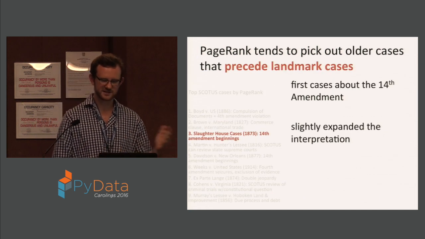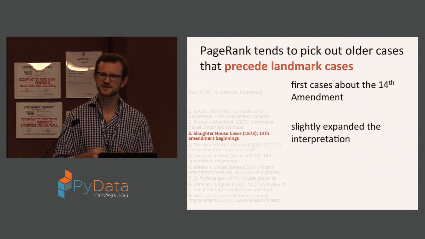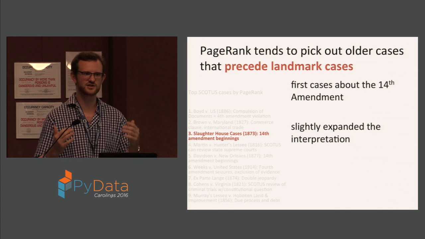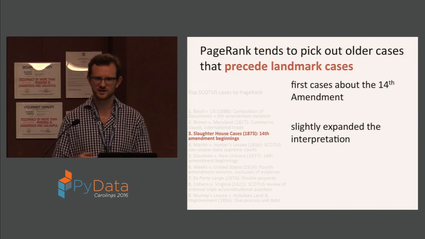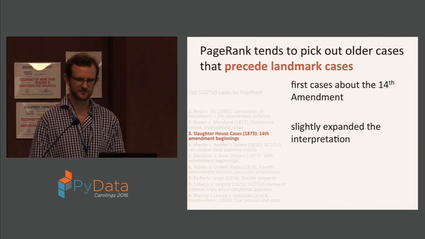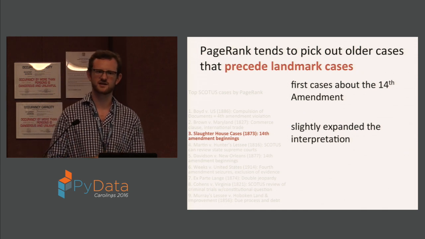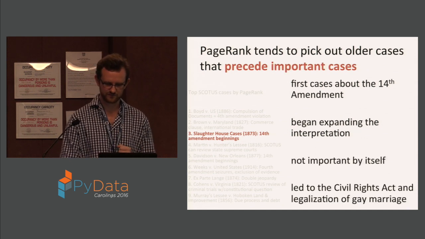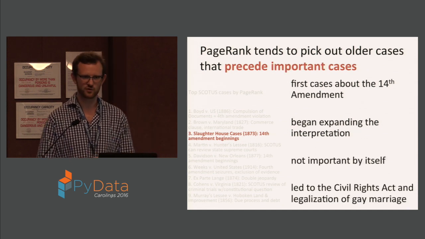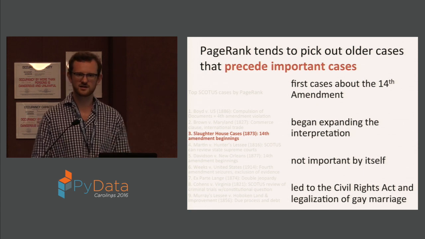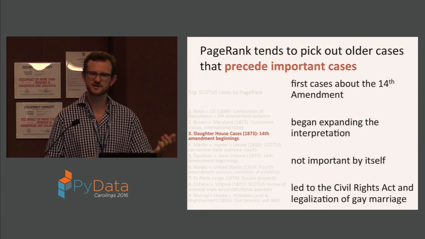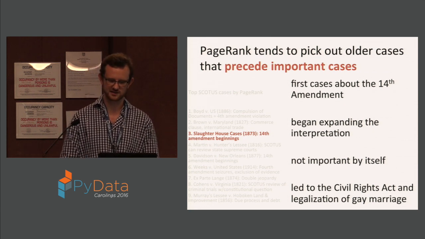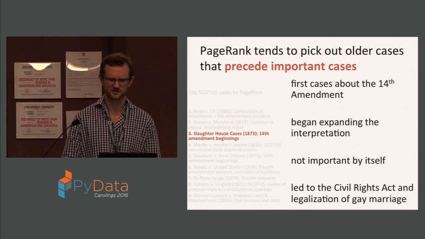So for example, the Slaughterhouse cases. They were the first cases to chip away at the 14th Amendment. The 14th Amendment is the right to due process. When it was originally written, there was a very strict interpretation of it. So the Slaughterhouse cases ever so slightly expanded that interpretation. Not of note, but slightly. The Slaughterhouse case by itself was not important, but it started a trend. And this trend led to the Civil Rights Act and the legalization of gay marriage. So the Slaughterhouse case was not a landmark case, but it led to landmark cases. So that's interesting that PageRank picked those.